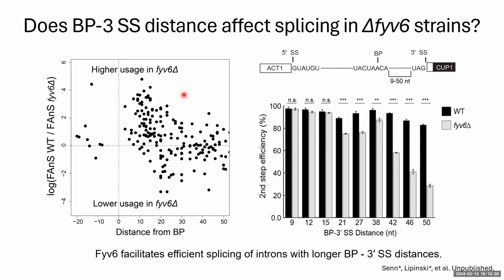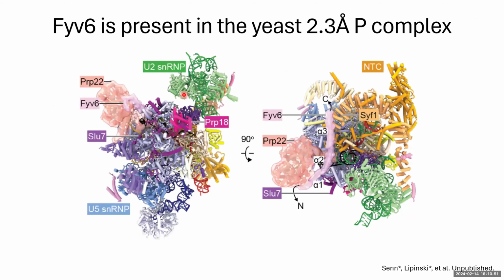And we were really interested in mechanistically how this is being accomplished by FYV6. And again, not much was known about the protein, and so we had very little information to go off of. And so we were greatly aided that after we had published our first paper on FYV6, we were contacted by Max Wilkinson, who had a very nice P-complex structure, or product complex, of the yeast spliceosome at a very high resolution, 2.3 angstroms.